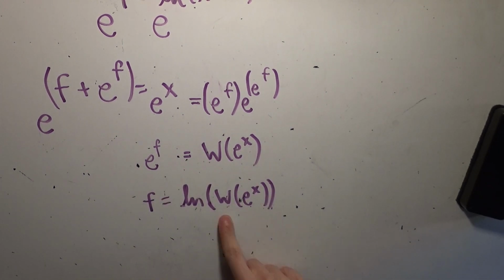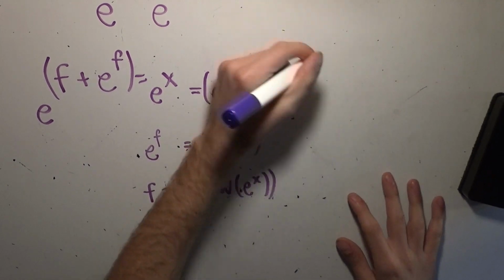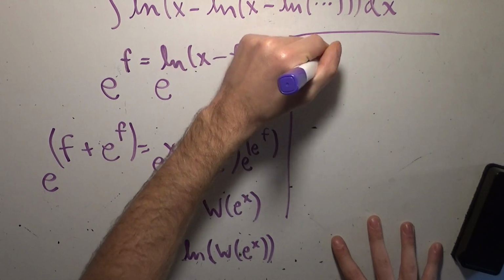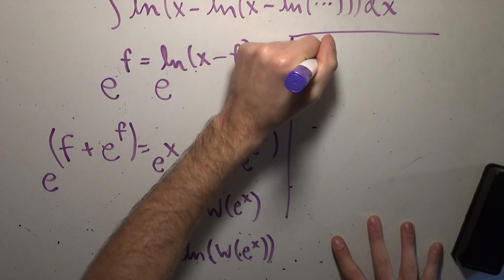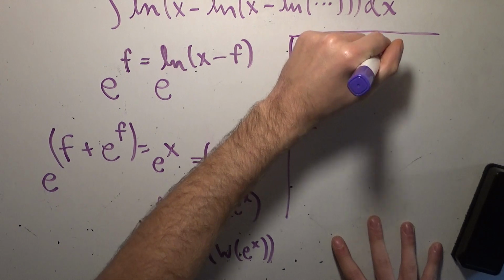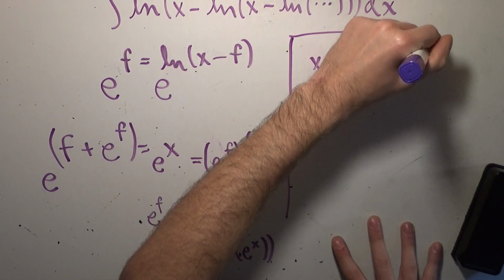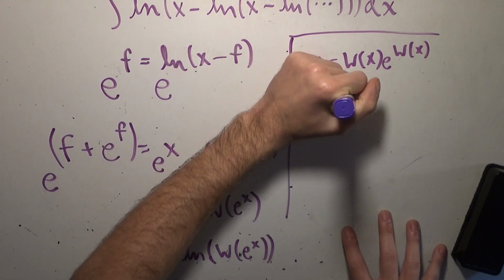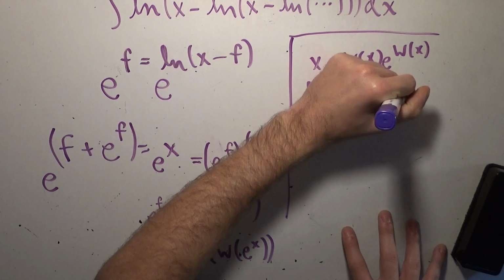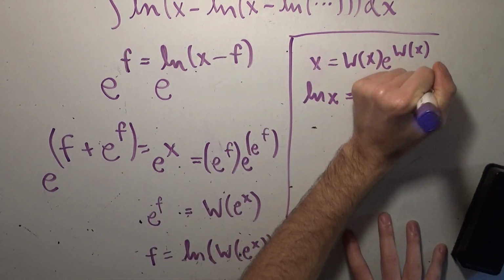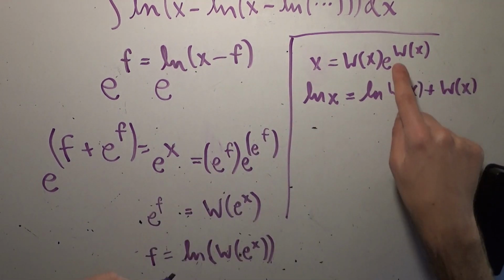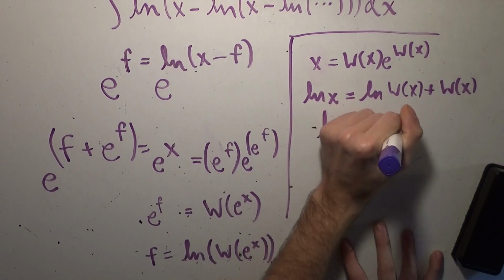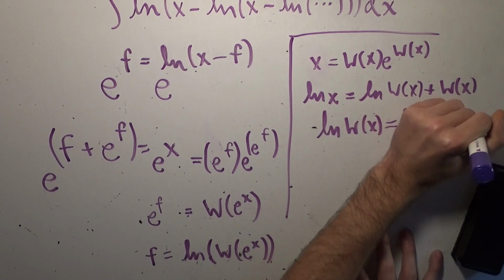Let's see if maybe we can expand this out in some way. Well, we know by definition of the W function that x equals W of x times e to the W of x. So if we take the natural logarithm of both sides, we get log x is equal to log W plus W of x, because the logarithm and the exponent cancel. Subtracting W of x over, we get that the logarithm of W of x is equal to log x minus W of x.